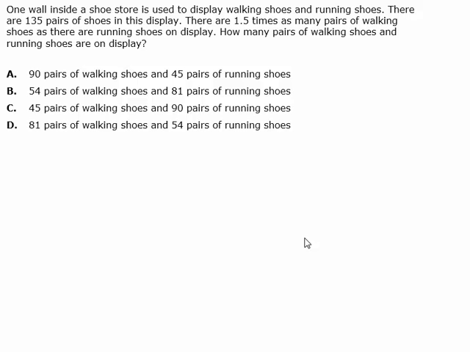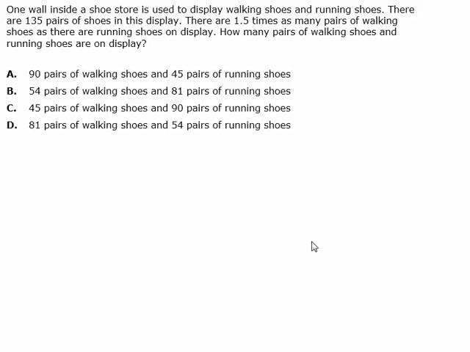Now, when I'm solving a word problem, the first thing I do is read the question to get an understanding of what it's asking me to do. So, one wall inside a shoe store is used to display walking shoes and running shoes. There are 135 pairs of shoes in this display. There are 1.5 times as many pairs of walking shoes as there are running shoes on the display. How many pairs of walking shoes and running shoes are on the display?